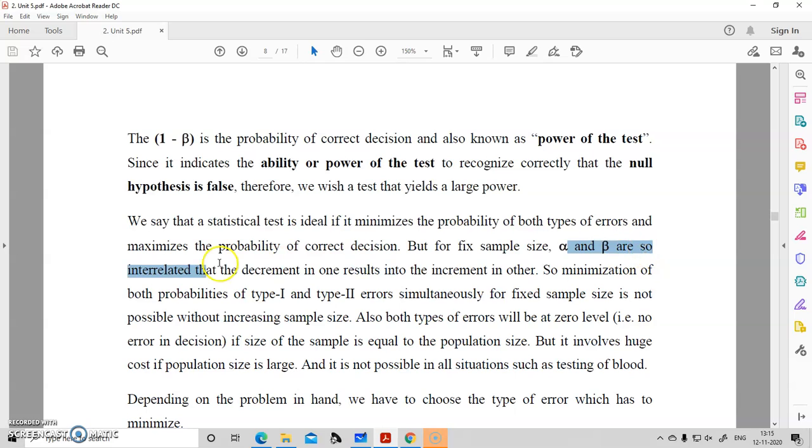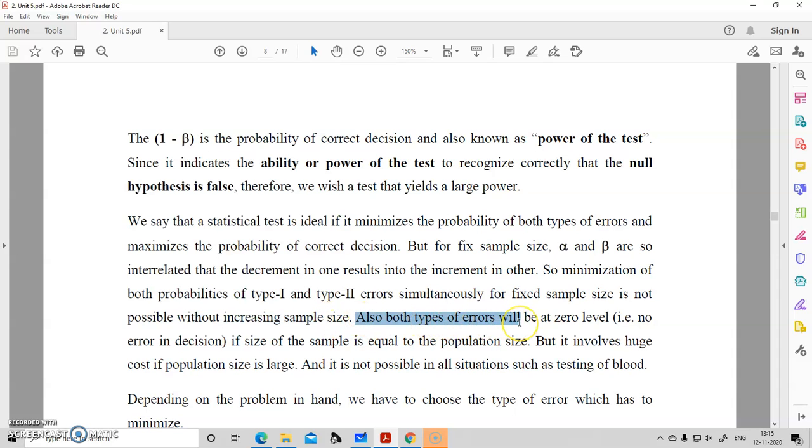Alpha and beta are so interrelated that if you try to decrease one, the other one will increase. If you want to minimize both type 1 and type 2 errors simultaneously for a fixed sample size, that is not possible. If you take the fixed sample size and want to minimize both the errors, that is not going to happen. So we have to increase the sample size.